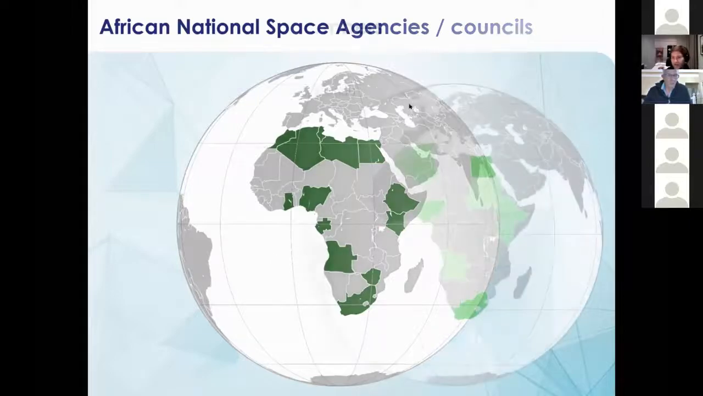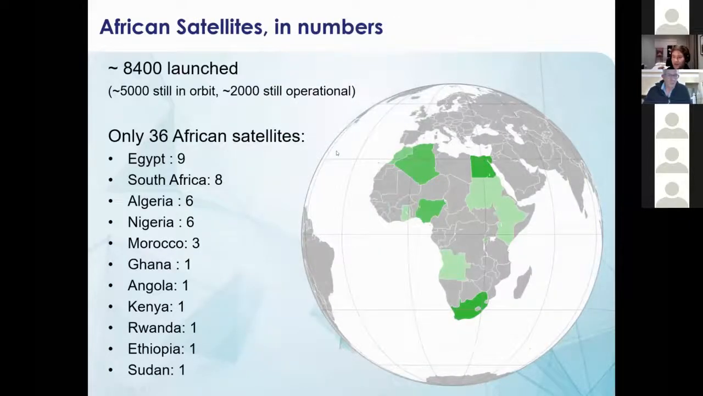So if you look at the countries in Africa that own satellites, if you think that about 8,400 satellites have been launched to date, of which 5,000 are still in orbit and only about 2,000 are still working. If you look at all the satellites that were launched, there are about 36 African satellites, and here I show how much has been launched by each country. We are actually, depending on how you count, in second place, just behind Egypt.